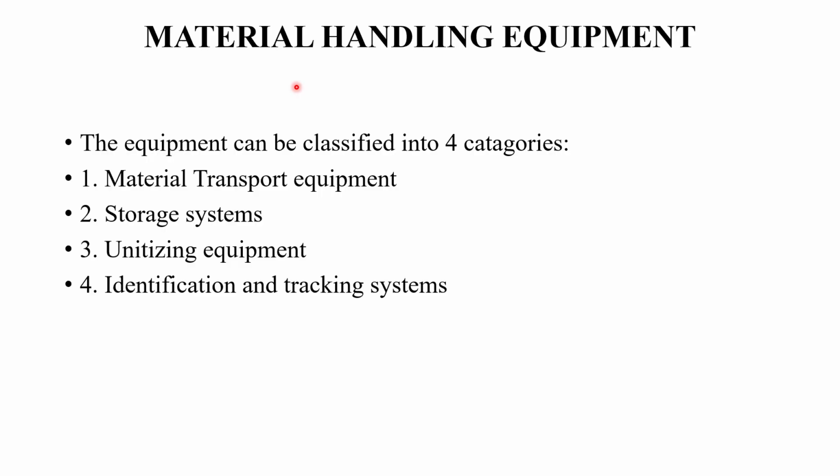So with this basic introduction about the material handling system, let us first explore what is this material handling equipment. Okay, so we categorize this equipment into four categories. One is material transport equipment. Second is storage systems. Okay, so for the purpose of storage alone, how we are going to handle. And next is unitizing equipment. And finally, identification and tracking systems.